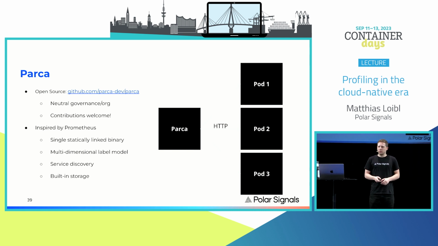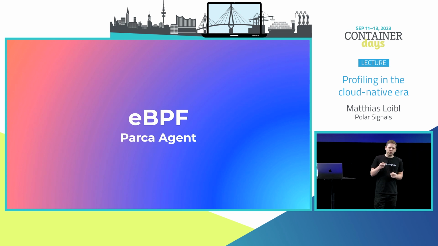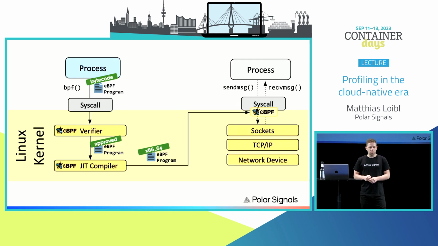And we definitely wanted the same label model to be able to slice and dice the data that you want, like per namespace or that specific pod. I don't care about the namespace. So things like that are possible, right? But there was something where we thought the Go tooling is great. We want this to be available for everything, right? So that's where we started investigating eBPF.